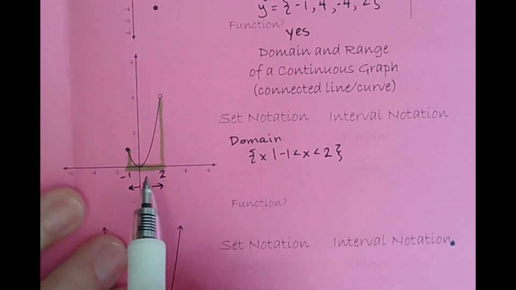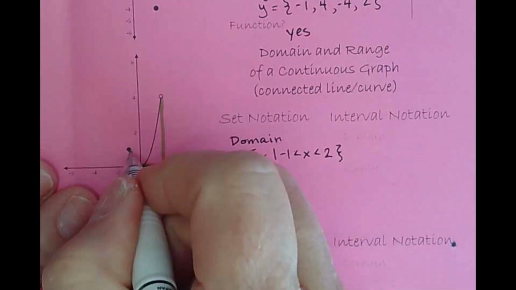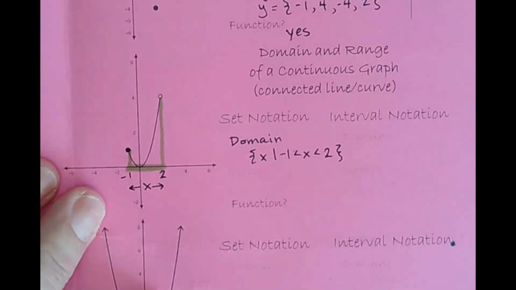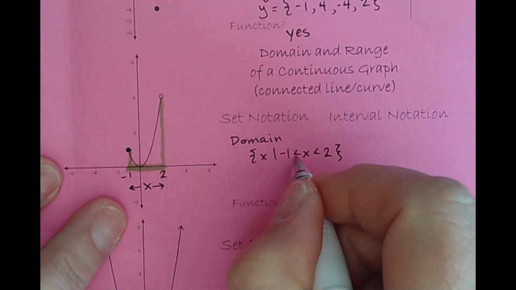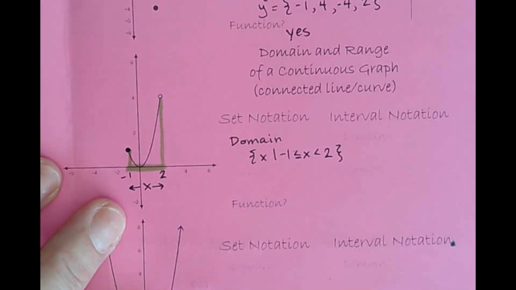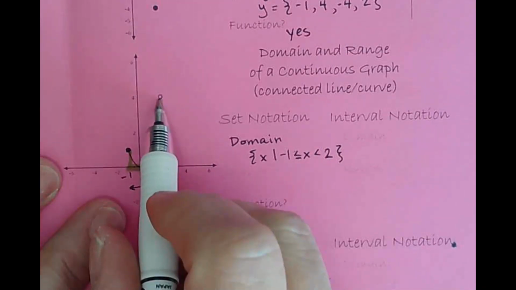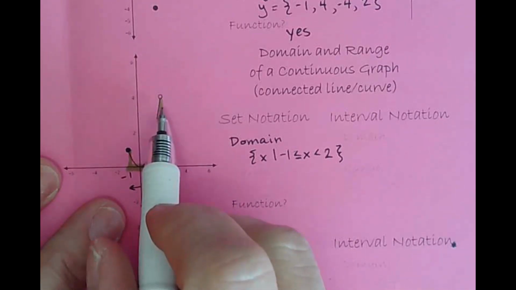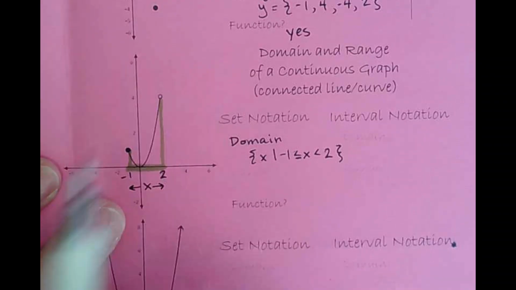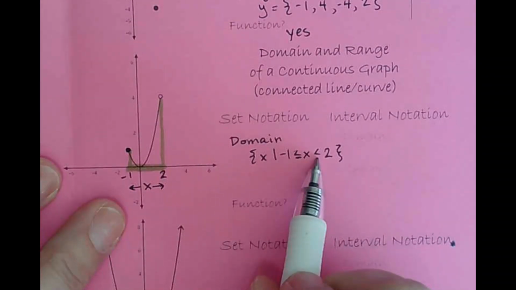And at -1, I have a closed circle. So x can also be equal to -1. At 2, I have an open circle. So x needs to be less than 2, not equal to 2. So I won't put an equal with this.